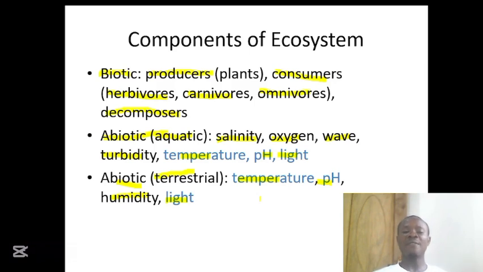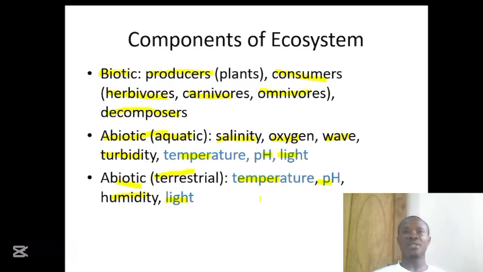Also, temperature affects the metabolic activities of some organisms, like the reptiles. Sometimes you can see in the morning hours, they will come and lie down where they can have direct access to the sun's rays in order to increase their metabolic activity. We call that process basking. So reptiles like the lizard most often bask.